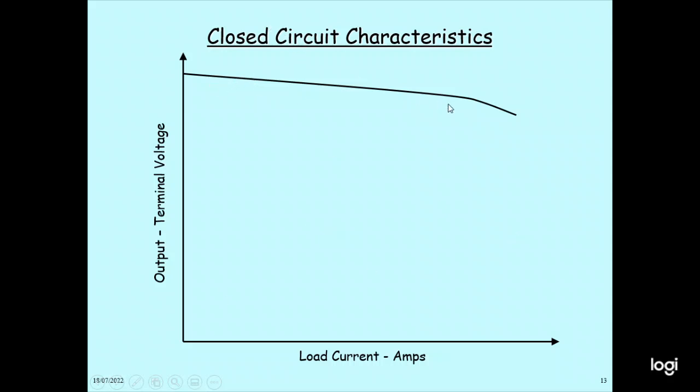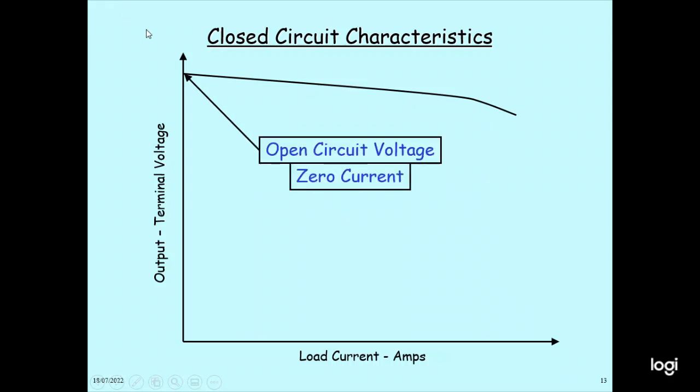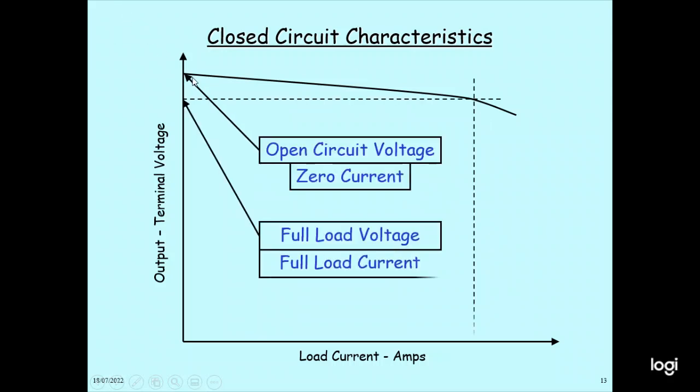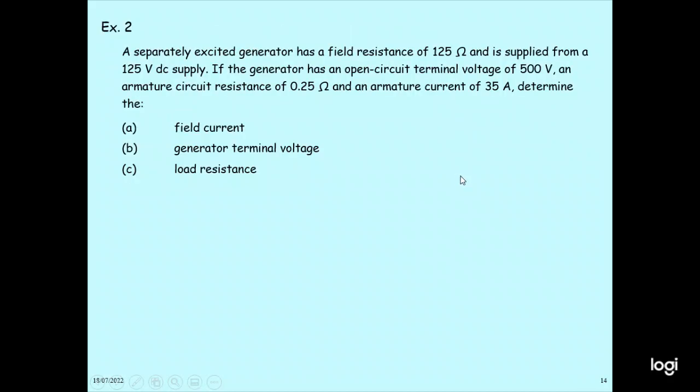We have to calculate that a separately excited generator has a field resistance of 125 ohm, and its supply is a 125 volt DC supply. If the generator has an open circuit terminal voltage of 500 volt, an armature circuit resistance of 0.25 ohm and an armature current of 25 ampere, determine the field current, generator terminal voltage and load resistance.